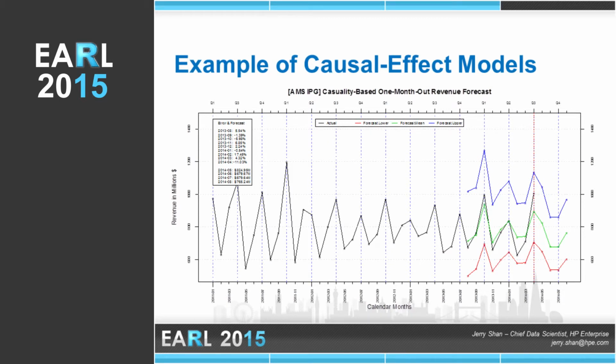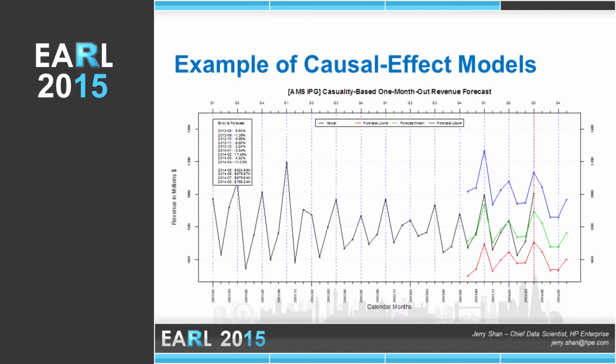Okay, so the framework is time series, but then you have specific regressors or explanatory variables, properly lagged. Let me explain very quickly. The x-axis is the calendar months. The y-axis is revenue in millions of US dollars. The black curve is the historical actual.